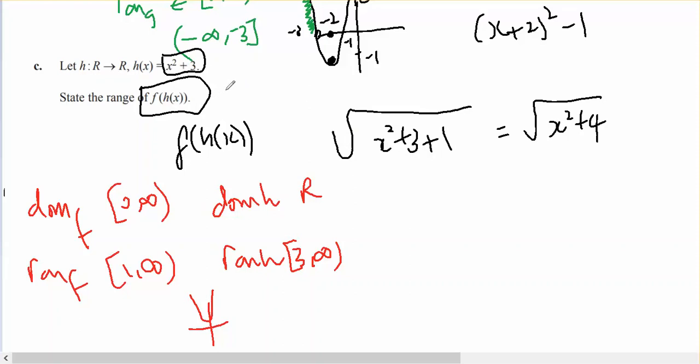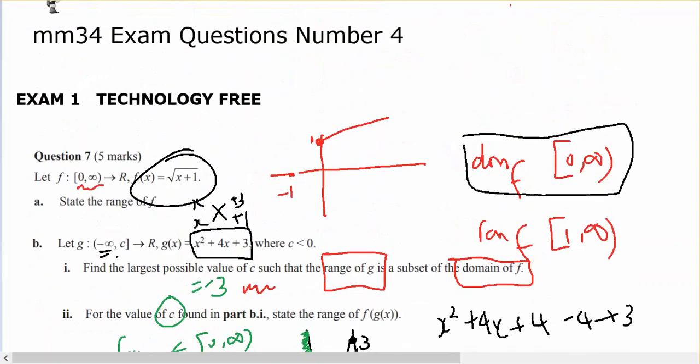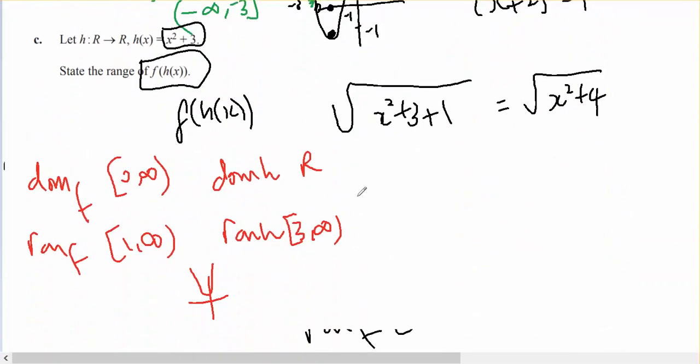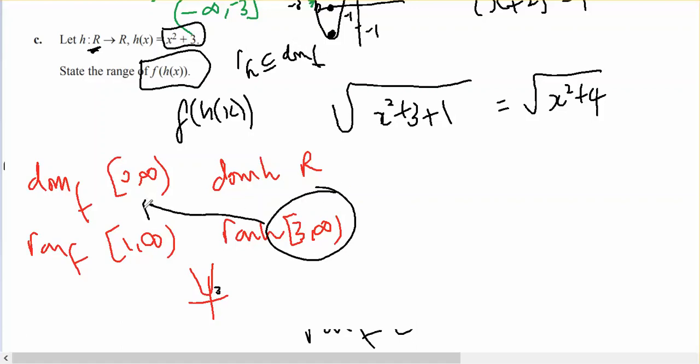Just to double check to make sure that this composite exists, the domain of f is 0 to infinity, the range of f is 1 to infinity. That's taken from the first part of the question. The domain of h is all real numbers, and h will be a parabola that's been moved up 3 units, so its range is 3 to infinity. For this to exist, the range of h has to be a subset of the domain of f, and the range of h does fit into the domain of f, so it's all good.